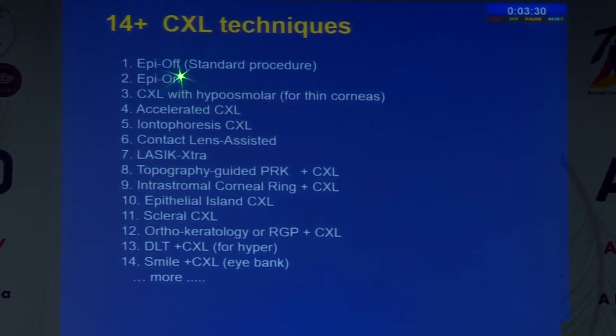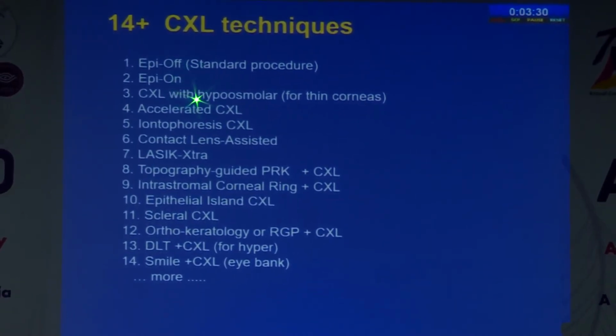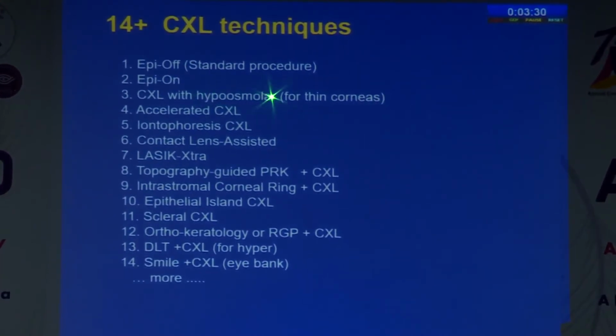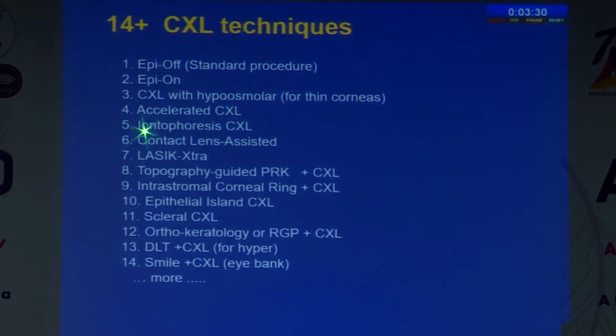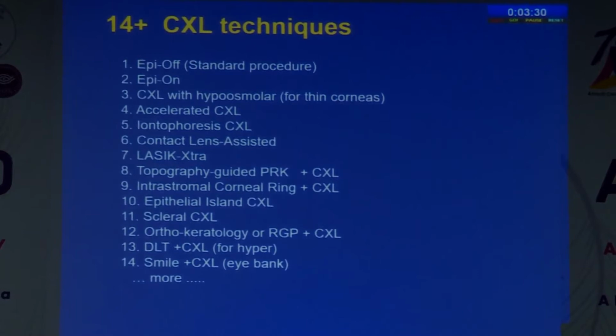And typically you have to call epi-off, epi-on, and then for thin corneas, you can use different solutions, and high power accelerated CXL. And also to enhance the diffusion, an Italian company invented a device called the IOC 2020. Instead of waiting 15 minutes, with this one you only wait about 5 to 6 minutes, which is good. And there is condensation-assisted, I think an Indian doctor reported this paper 2 years ago. And the most popular now is called Lex Extra or Lex Plus, and topography-guided PRK, and so on.